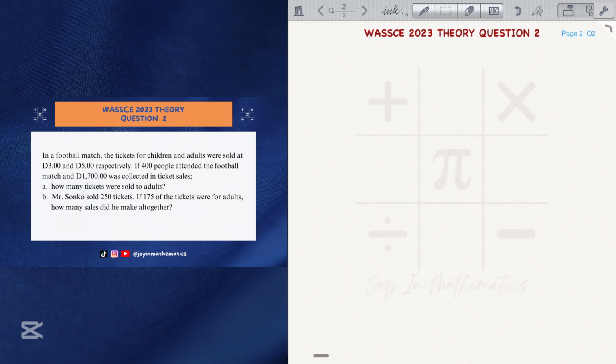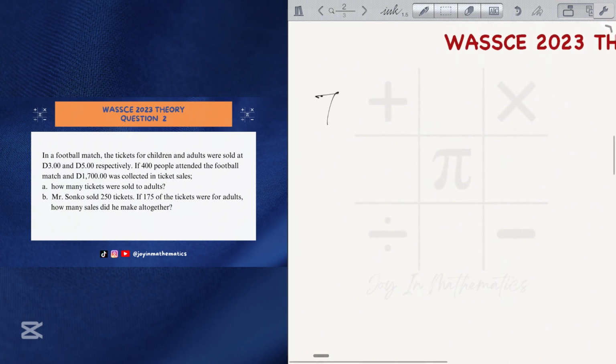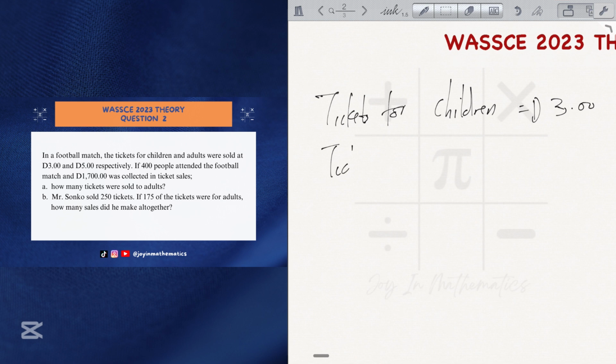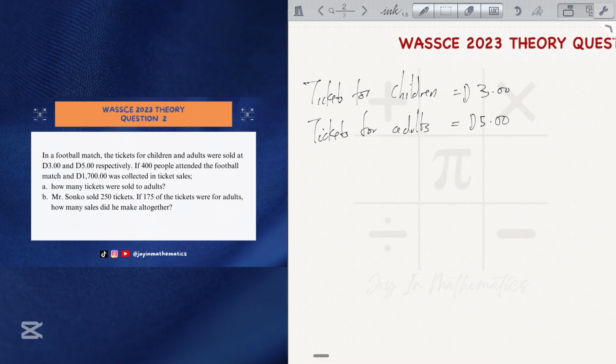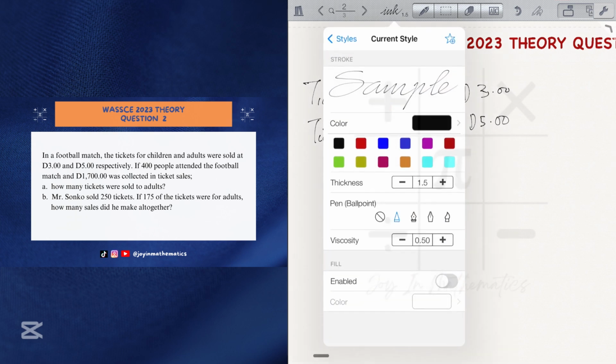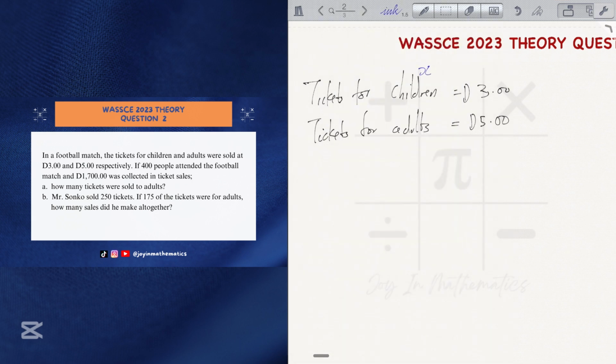Question number 2 says that in a football match, the tickets for children and adults were sold at $3 and $5 respectively. So tickets for children is $3, and tickets for adults is $5 respectively. Now the next line of the question: if 400 people attended the football match, let's represent children with X and let's represent adults with Y.